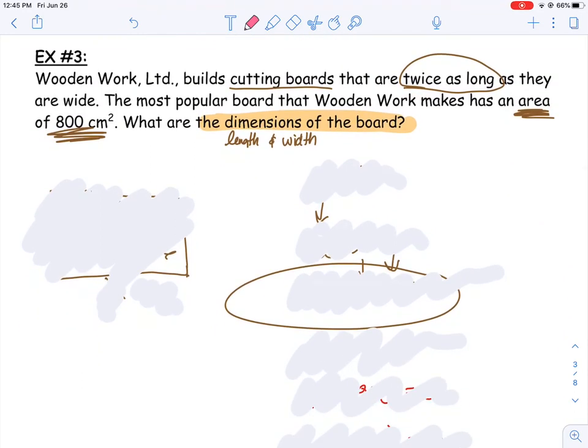Example number 3 says Woodenworks builds cutting boards.